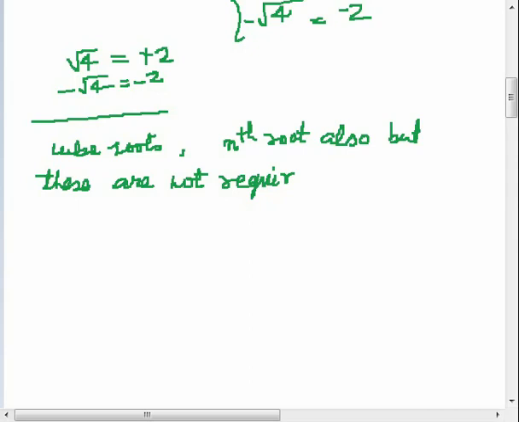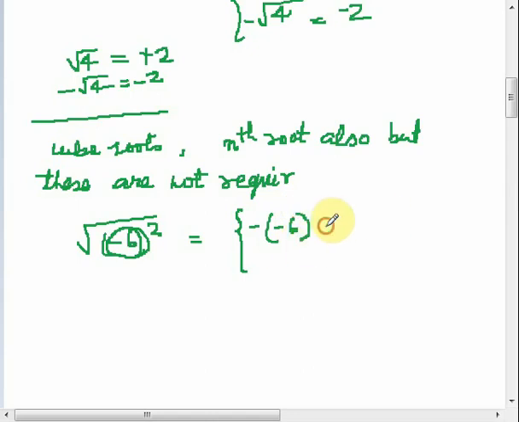So we will take some examples. Our first example is: find the value of under root 6 whole square. As you all know, this is less than 0, so its value will be minus of this value, which is equal to 6. This will be the answer, or you can write it as mod of minus 6 is equal to plus 6.